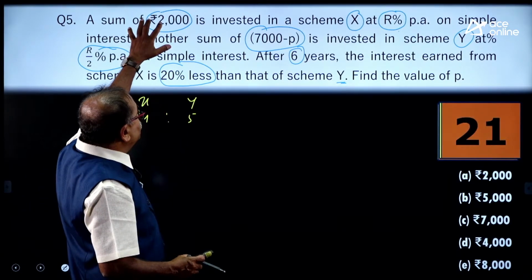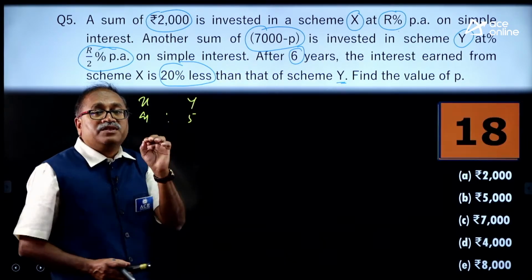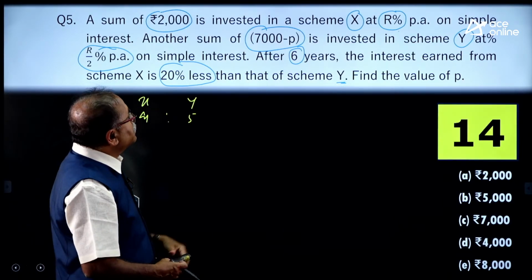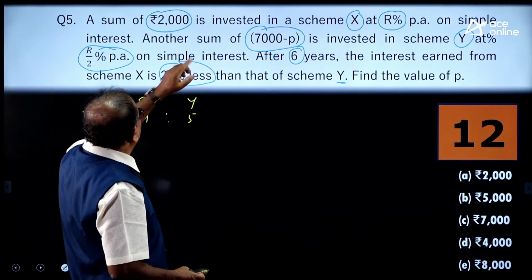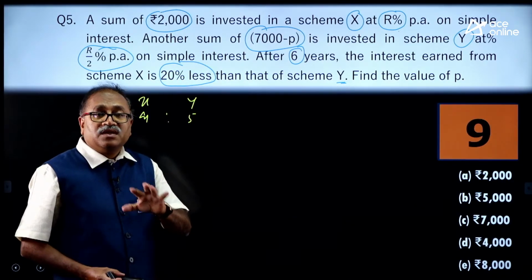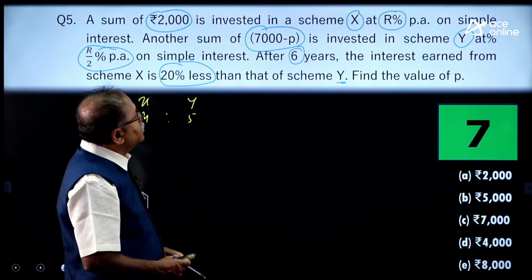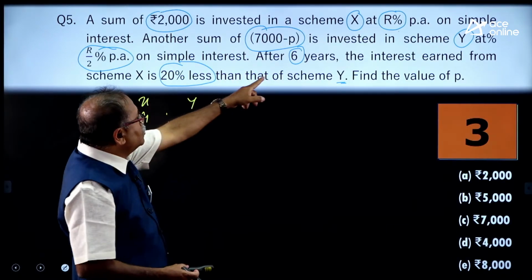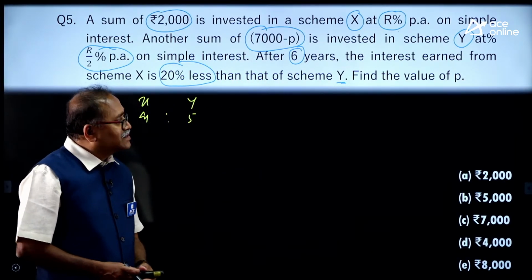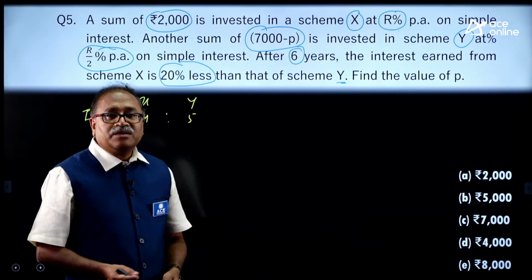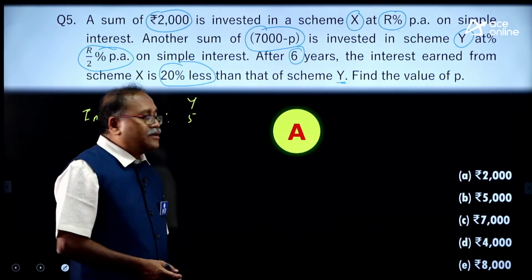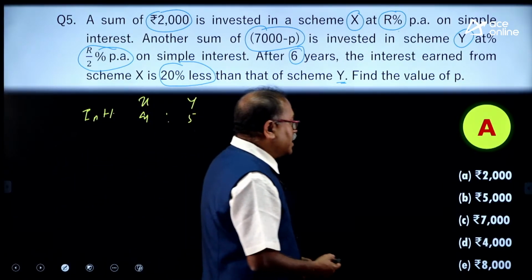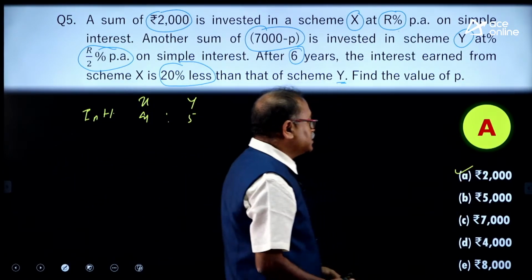The first principal is 2,000, the second principal is 7,000 minus P. Come on, my friends. In the first case, the rate of interest is R, in the second case, the rate of interest is R by 2. In both the cases, the time is 6 years. Okay, your time is up, and A is your answer. Okay. So, I can see that 2,000 is the answer.